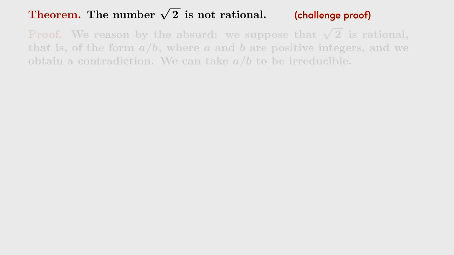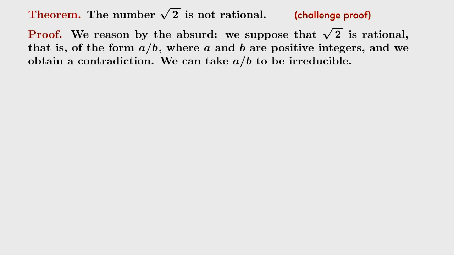Here's the proof. We're going to use a method of reasoning called reasoning by the absurd. We're going to suppose that root 2 is in fact a rational number of the form a over b, and we're going to derive from that a contradiction. The existence of the contradiction will prove that root 2 could not have been rational. Now, in writing root 2 in the form a over b, we can certainly assume that the fraction a over b is irreducible. So there it is, root 2 is given by that.